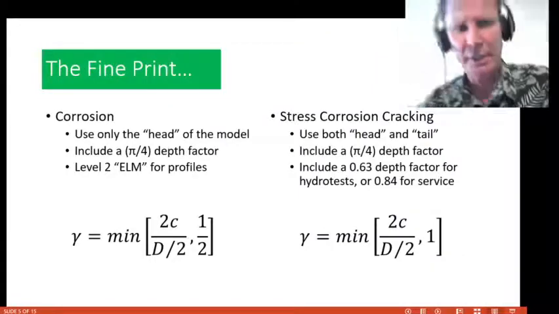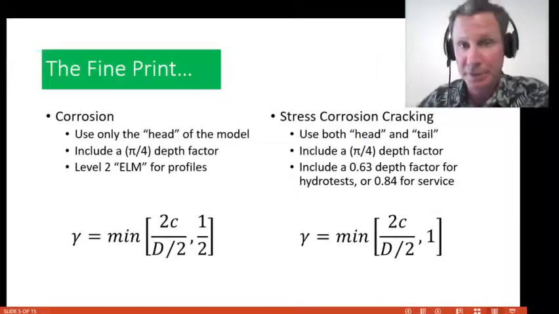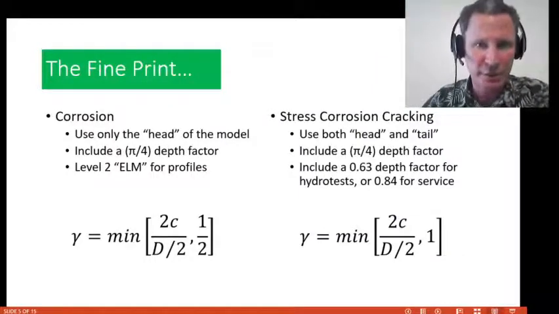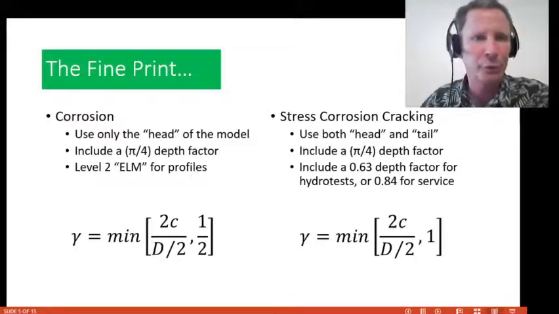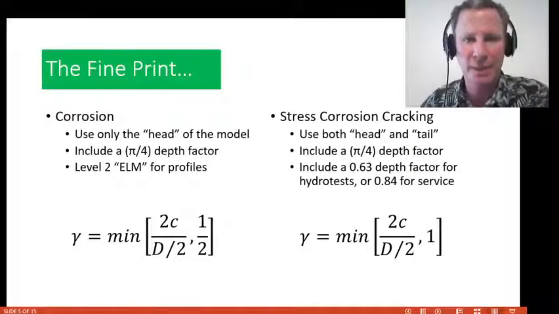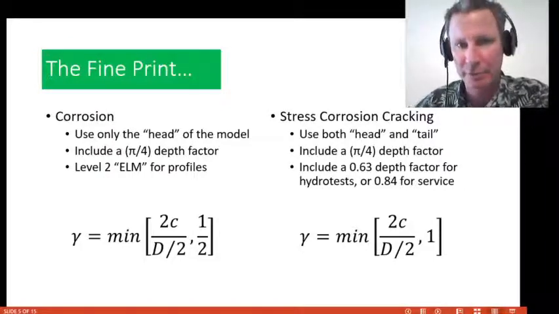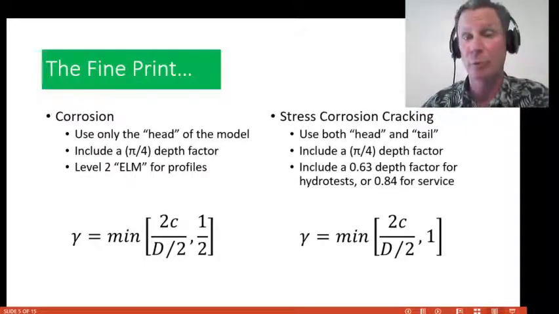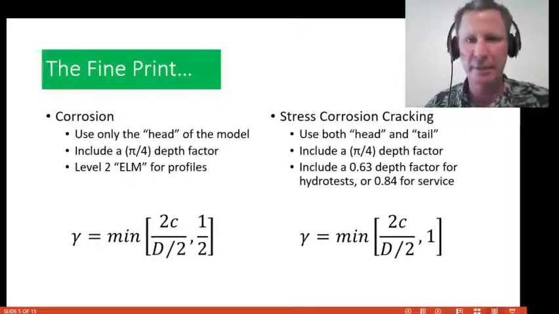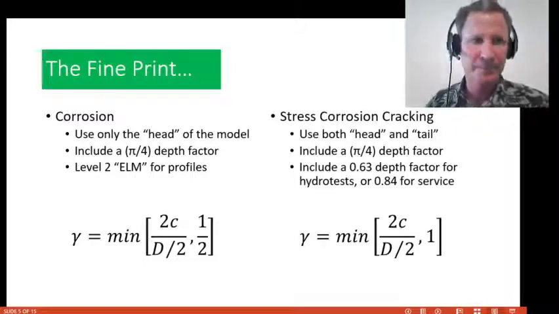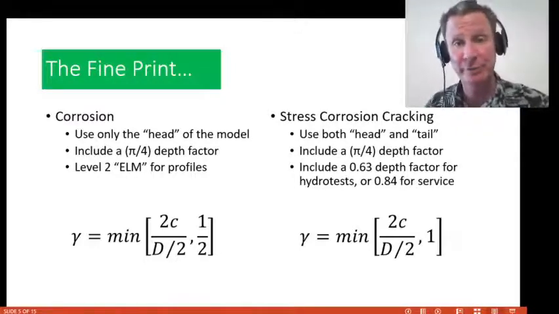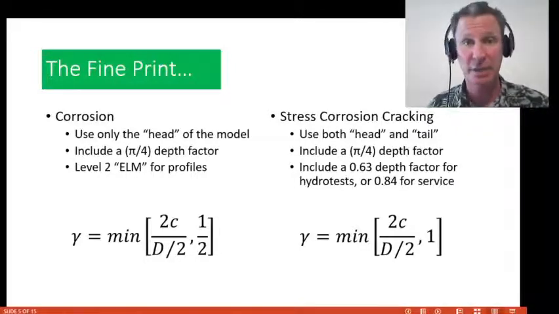Now, the small print here is if I'm doing a corrosion assessment, I'm not going to use the whole equation. I just use that flow strength equation. What I'll do for corrosion is I will assume a semi-elliptical flaw profile, and I'll multiply the flaw depth ratio by a pi over 4 factor. That's a pretty common thing that we do in the fracture mechanics business. If I do have a full profile, I use my effective length method, which I'm going to show you a little bit later on.